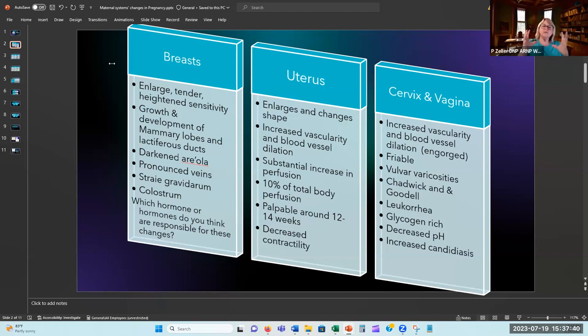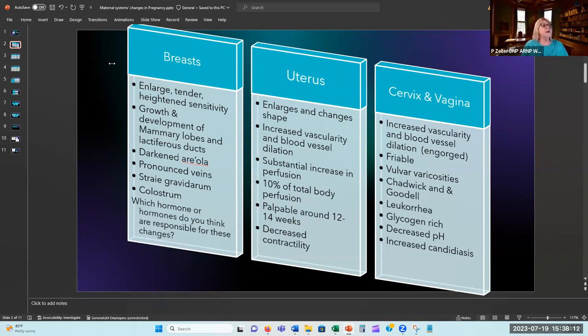So once that uterus has grown beyond the 12th week, it now becomes an abdominal organ because it's getting bigger. And we can begin to palpate it at around 12 to 14 weeks. We should be able to feel the fundus, the very top of the uterus. The uterus is more relaxed during pregnancy, less contractility, okay? And that's progesterone again, and another hormone called relaxin, okay?